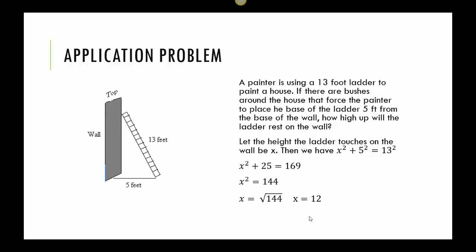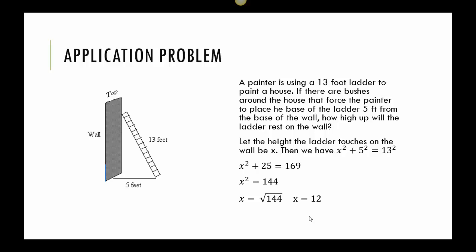But there's bushes around the house that force the painter to place the base of the ladder 5 feet from the base of the wall. So picture, you can't get right on top of it because the bushes are in the way. You can't set your ladder there safely, so you're going to have to go over them and say, well, how far up is he going to be able to reach now? How far is he going to be able to rest this ladder? Will he be able to get high enough to paint the house?